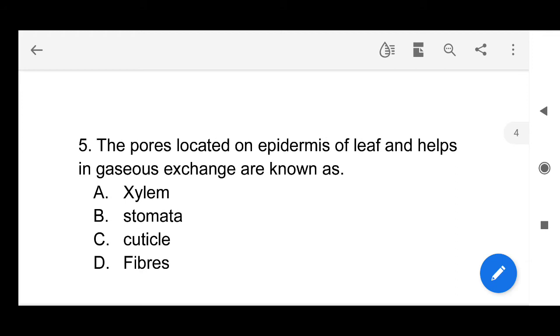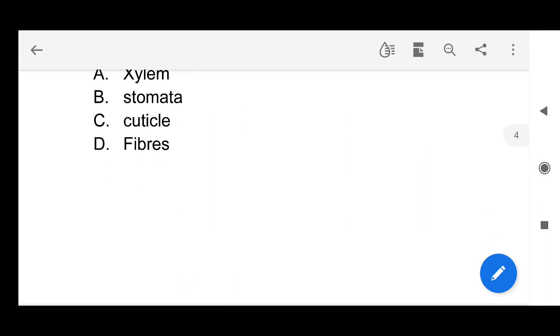The pores located on the epidermis of the leaf that help in exchange of gases are known as, here is the answer, stomata, B. So stomata are minute pores that are located on the leaf epidermis through which gaseous exchange takes place. One more important phenomenon through stomata is known as transpiration. Transpiration means the removal of water through aerial parts of the plant in the form of vapor, and that also takes place through stomata.